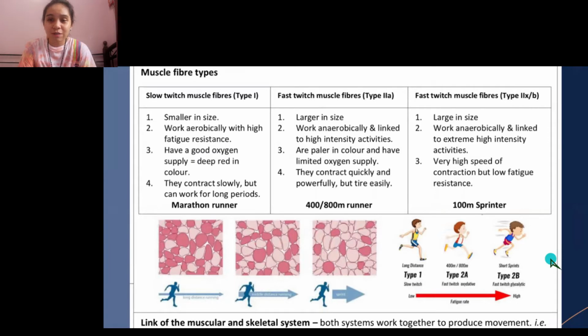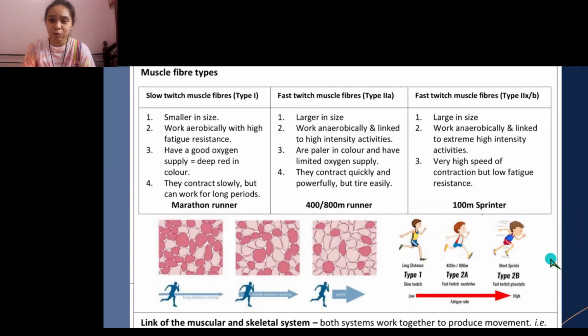The second one is fast-twitch muscle fibers. They are larger in size, work anaerobically, and are linked to high-intensity activities, are paler in color and have limited oxygen supply, and they contract quickly and powerfully but tire easily. Examples are 400 or 800 meter runners.